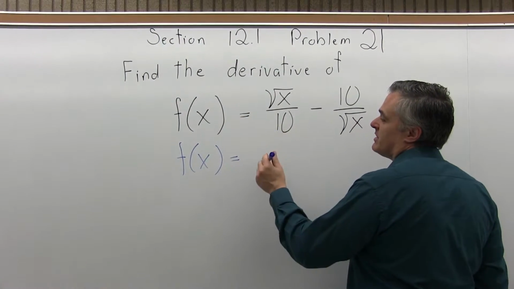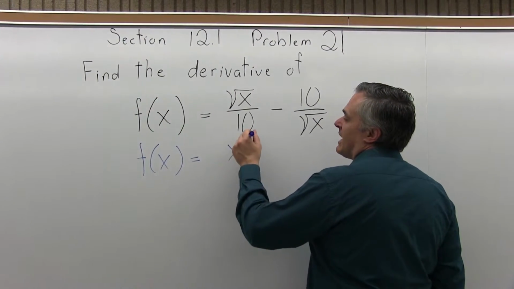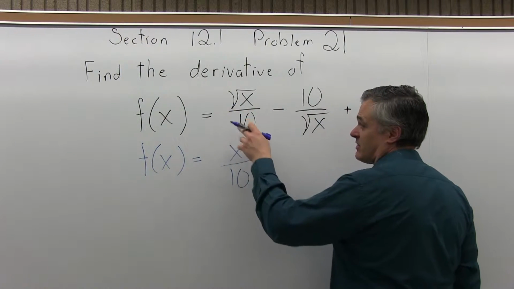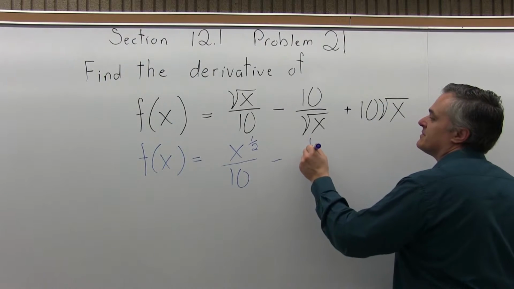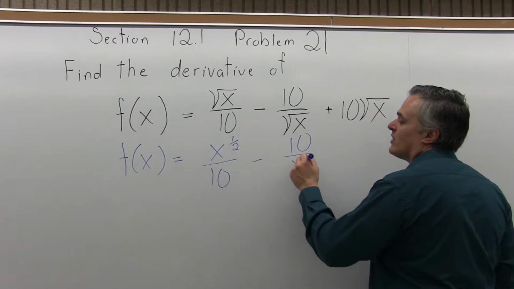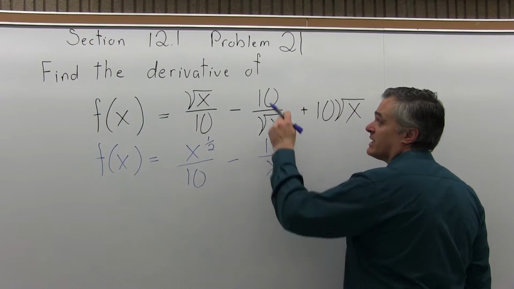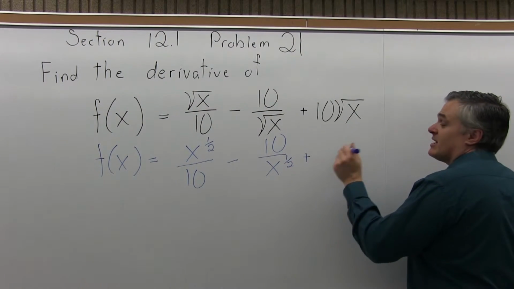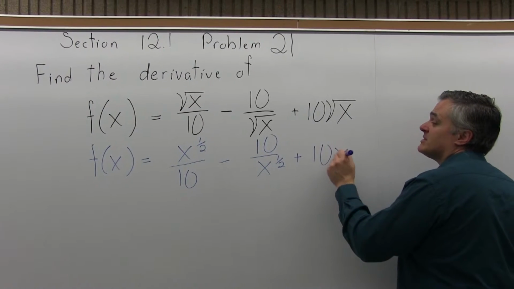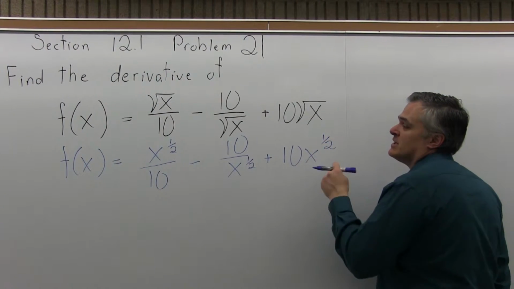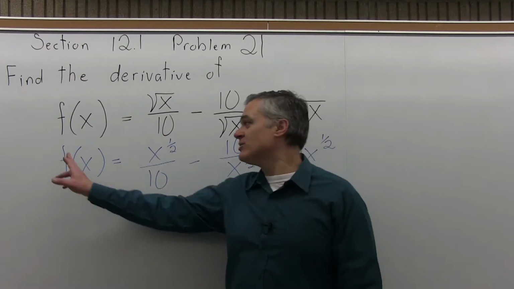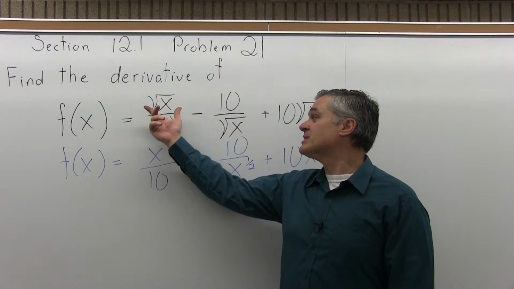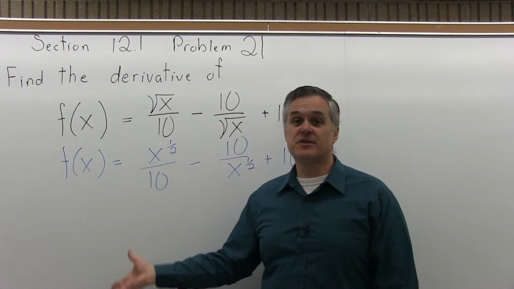So first of all, let me write this as x to the 1/2 power over 10 instead of square root of x over 10, minus 10 over x to the 1/2 power, again instead of 10 over square root of x, plus 10 times square root of x will be 10 times x to the 1/2 power. So this is the same exact problem. Again, I didn't do f prime yet. This is still f of x. But I've written that square root of x in a form that fits my formula for taking the derivative.